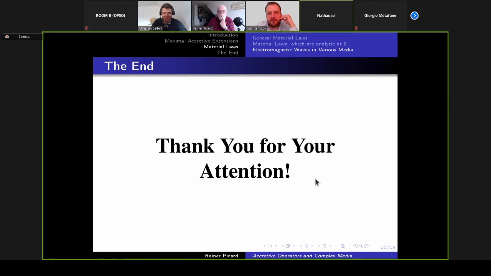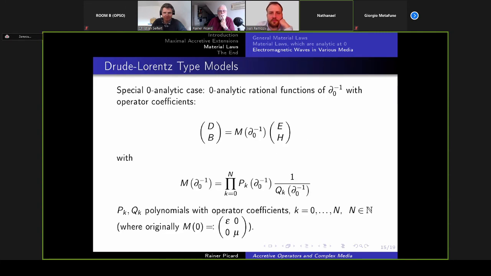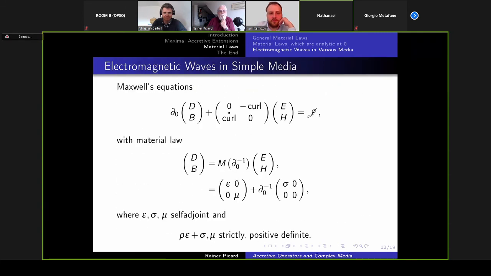I would like to know, when you look at these Maxwell equations, can you somehow state boundary conditions in L2 on the boundary, or is it in your abstract boundary space?